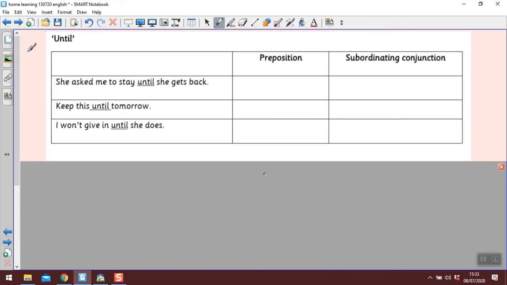Okay, and have a go at until. She asked me to stay until she gets back. Keep this until tomorrow. I won't give in until she does. So we're looking at this information.